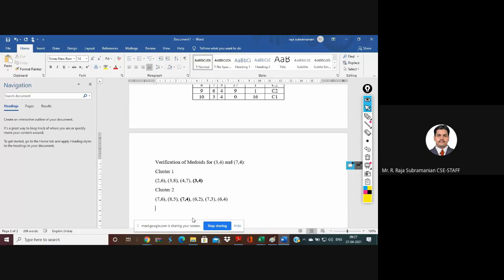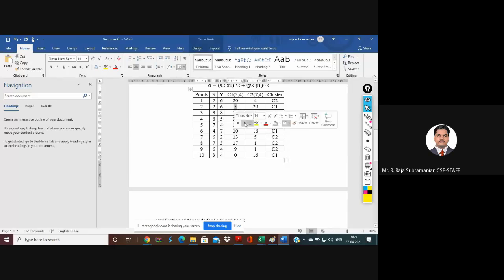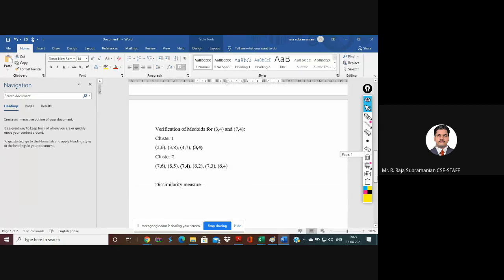It is calculated, right? Now we find the dissimilarity measure. It will be equal to these points. So from 3, 4, I need to find the distance. I already have the distances ready, so I'll go here and take the distances. I have the distances 5, 16, 10, and 0. That 0 need not be taken because it is the distance to itself.